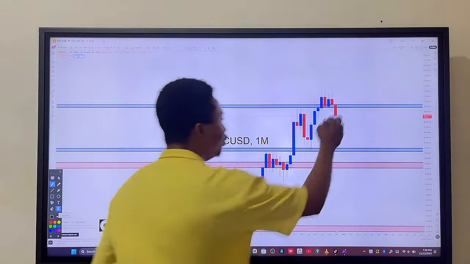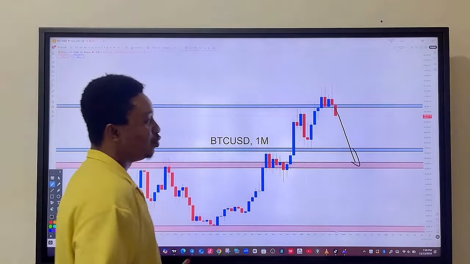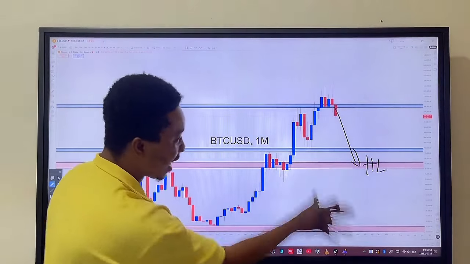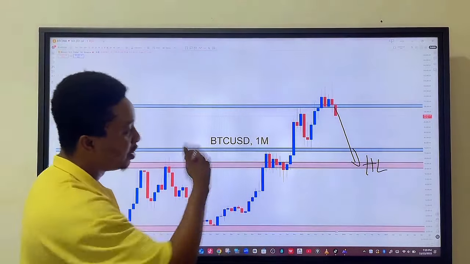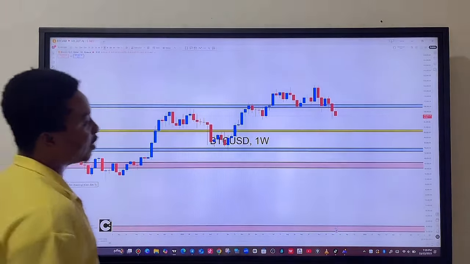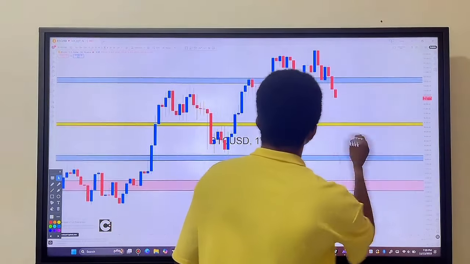On the monthly, we know that price is dropping all the way to the downside for what? A higher time frame, higher low. So we are going to capitalize on that higher low on the higher time frame before it completes. So let's take it again to the weekly and continuously break it down.